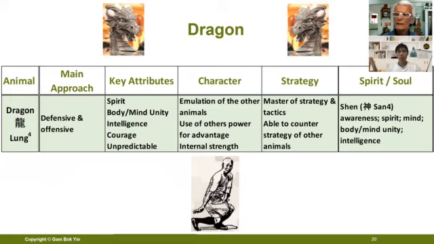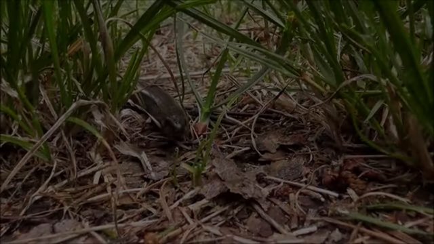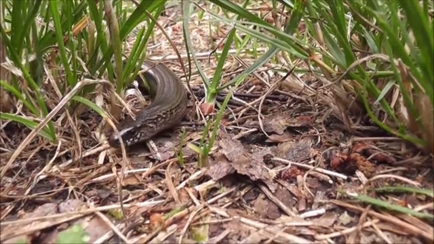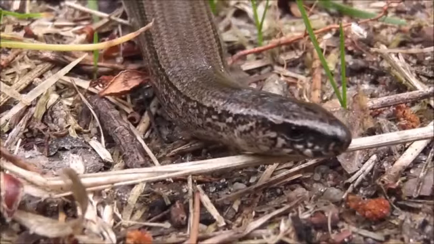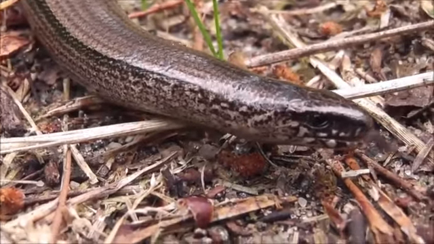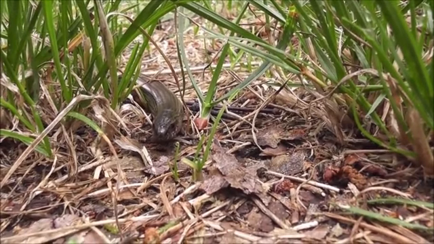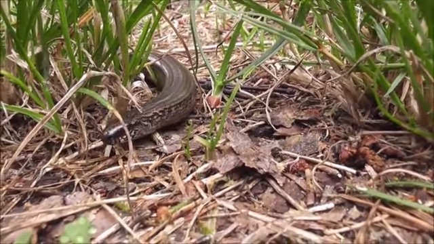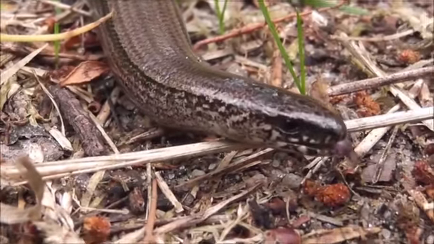Okay. And so the next one I'll talk about is the snake. The main approach of the snake, again, is offensive and defensive. It basically is not interested in fighting. It's interested in killing something for its food, or it doesn't necessarily fight for territory and this sort of thing. Its key attributes are it's very deceptive, it has tremendous energy and speed, and it has great precision.